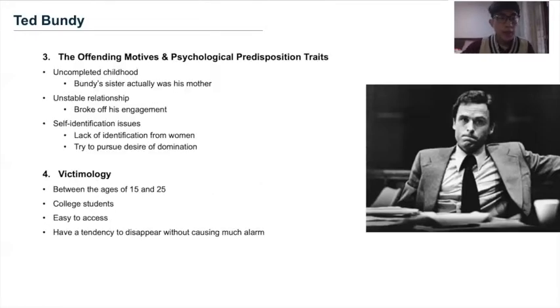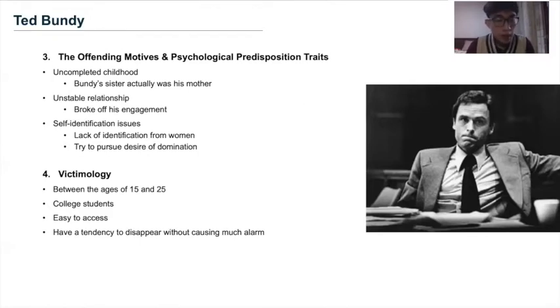The next sub-point is the offending motives and the psychological predisposition traits. First, Ted Bundy had a very incomplete and unfortunate childhood. His family told Ted that his grandparents were his parents, while his mother was his older sister, in order to protect the family's reputation. But this could not protect Ted from scandal, and he was bullied because of it in his childhood.